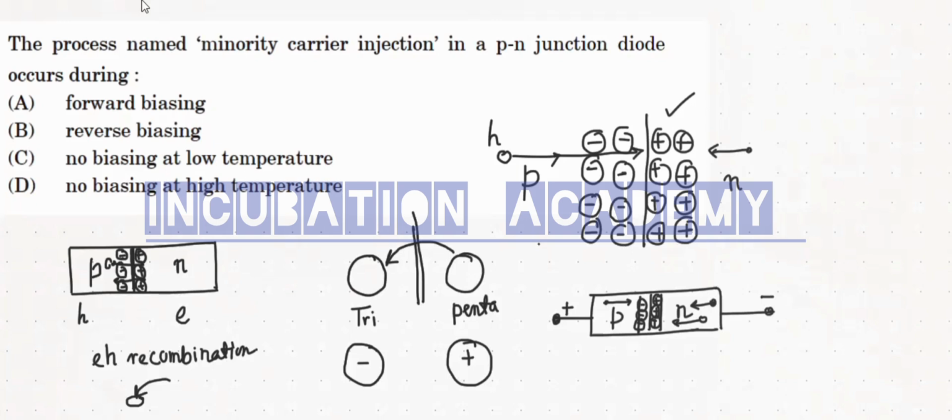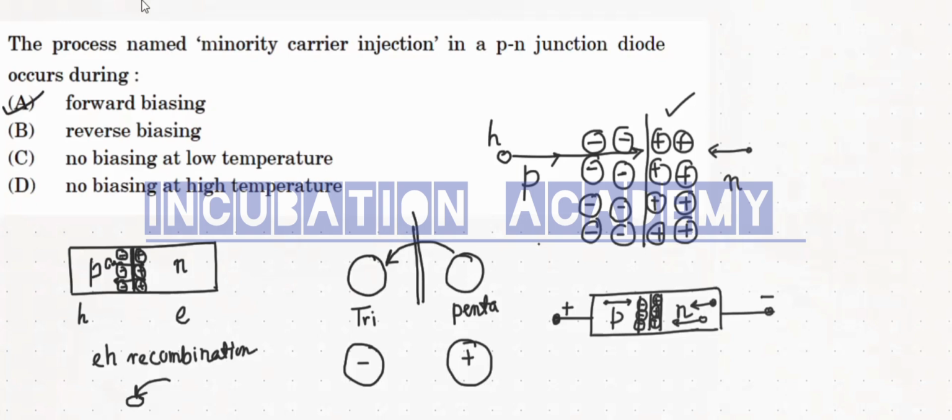In reverse bias, the depletion region will be more, the width is more. Not even the majority carrier, neither carrier, no kind of injection occurs after a sufficient reverse biasing voltage. So reverse biasing is not the answer.